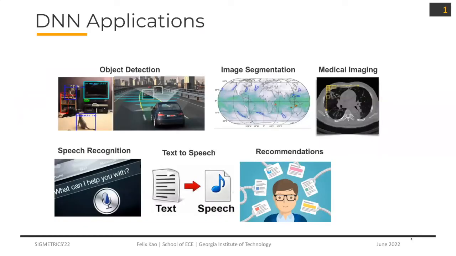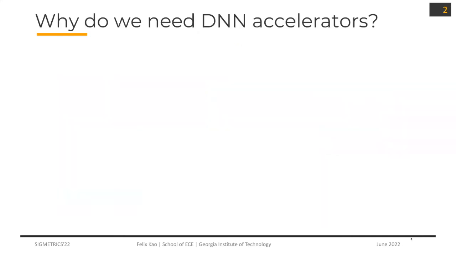DNN applications are everywhere. As the quote from Andrew says, AI is the new electricity. To run these DNN models with runtime energy efficiency, people have started to build specialized hardware for them, which we call DNN accelerators.